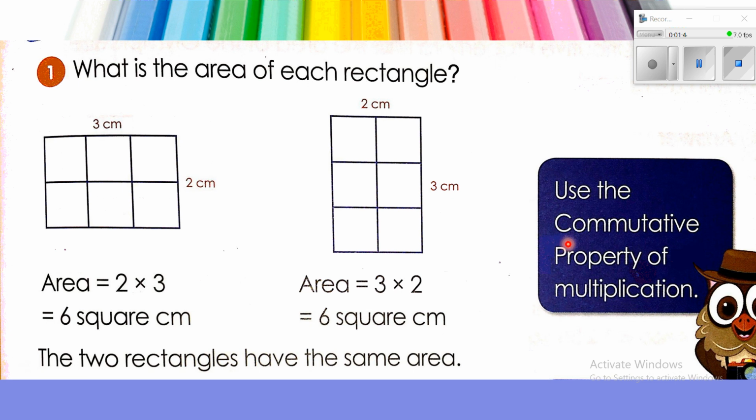So let me say commutative property. Commutative property. Switch the order of the factors, the answer will be the same. Commutative property. Let's see another property for multiplication.